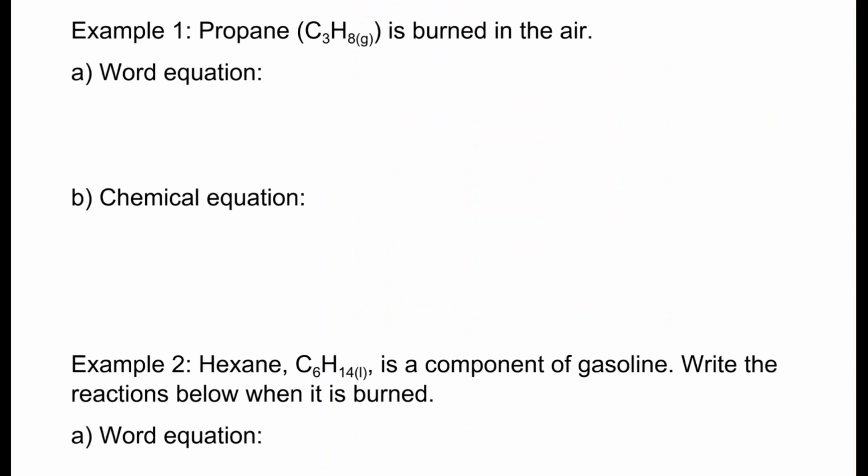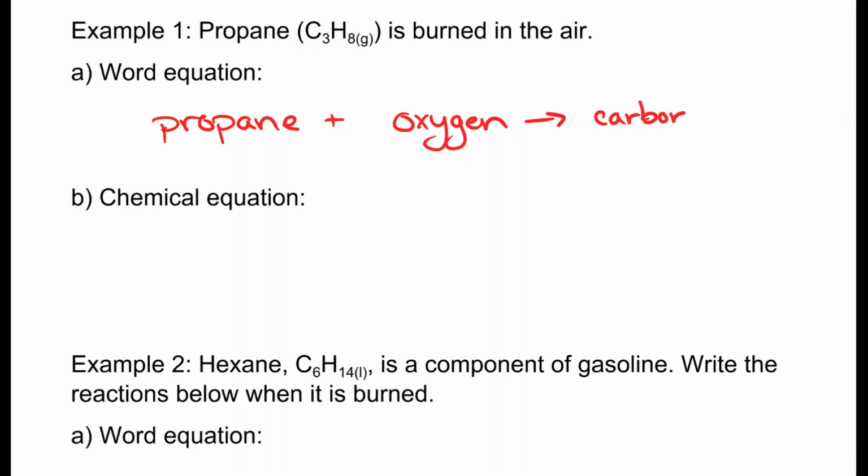We're going to do a word equation because it allows us to go from the words to the formulas. Propane reacts with, you guessed it, oxygen in the air, and it will always produce carbon dioxide and water vapor. Now, when I say always, I mean not always. You'll deal with situations in Chemistry 30 where you don't make carbon dioxide and water vapor, but at least for Science 10 and Chemistry 20, you're only going to be making carbon dioxide and water vapor.